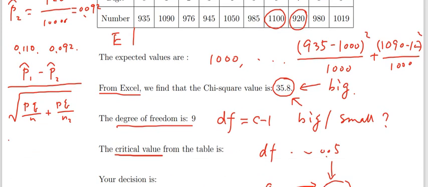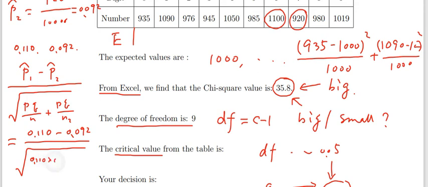So let's say this equals 0.110 minus 0.092. Okay, so here take the square root of PQ, where PQ is P hat Q hat. So P is 0.110, then Q is 0.89, right? So over, what is N? N is 10,000. Okay, so PQ over N1.